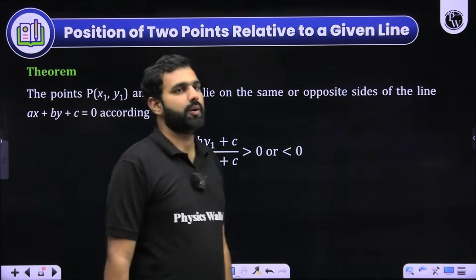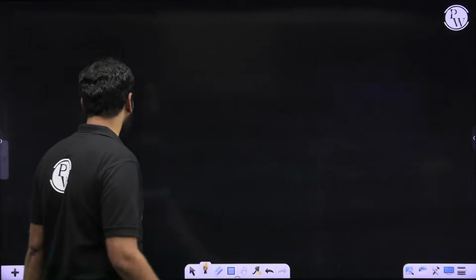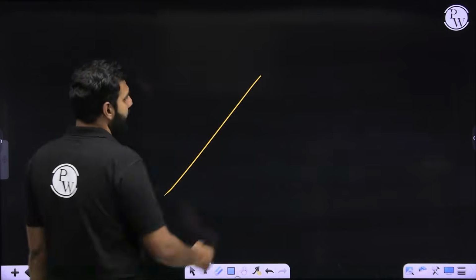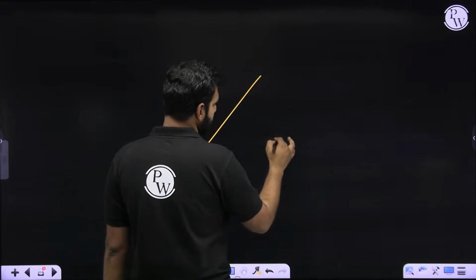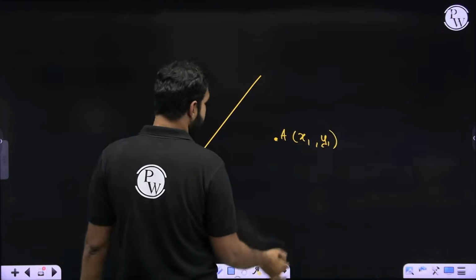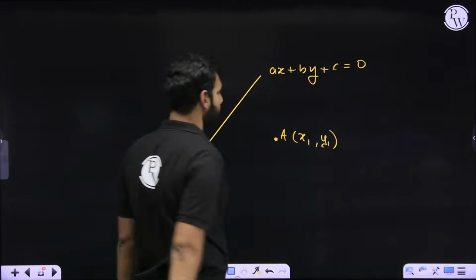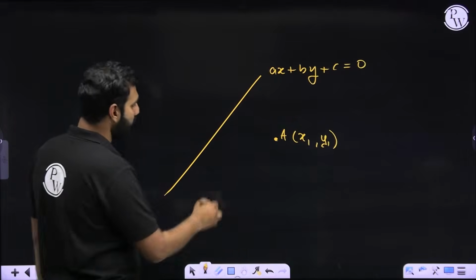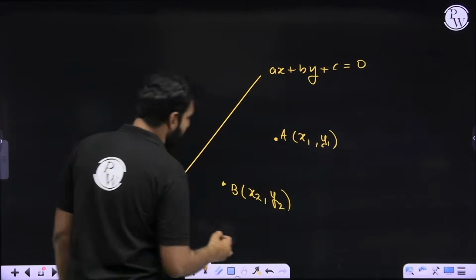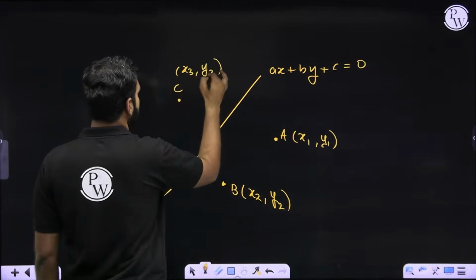Now let's talk about position of 2 points with respect to a given line. Please understand, this is even simpler. How? Let's say there is a straight line, and there is a point A which has the coordinates x1 comma y1. The equation of the line is, let's say, ax plus by plus c is equal to 0. There are 2 more points. So the point B is also there, which has the coordinates x2 comma y2. And there is another point, let's say C, which has the coordinates x3 comma y3. Did you get that part?